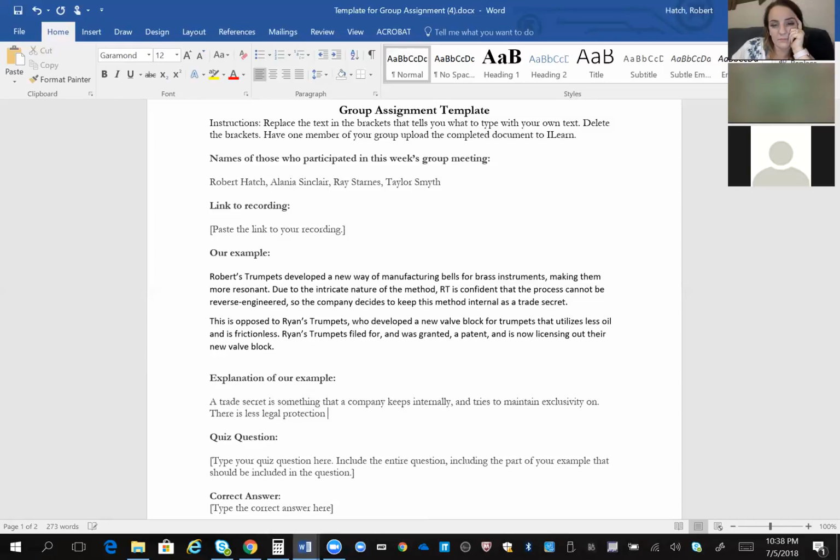There's some legal protection on trade secrets, because it's company intellectual property and that kind of thing, but it's not nearly as strong as what you have on a patent.